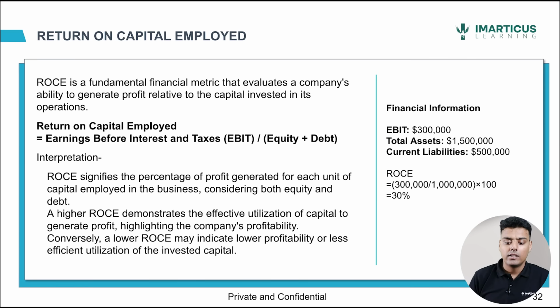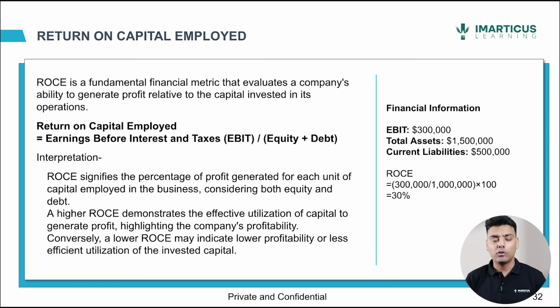Let's look at a question. Let's assume a company has EBIT of 300,000, total assets of 1.5 million and current liabilities of 500,000. This means that the return on capital employed roughly would be 300,000 divided by 1 million or 30%. That means for every $1 of asset, I am able to make 30 cents of profit.